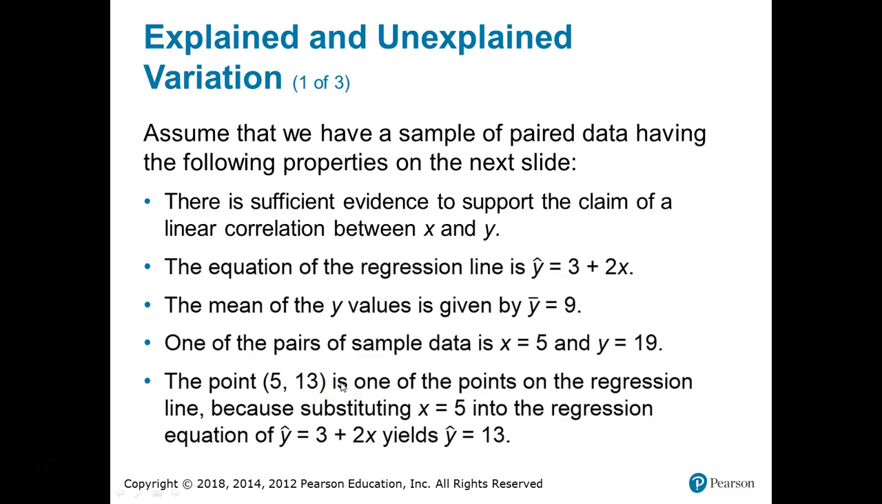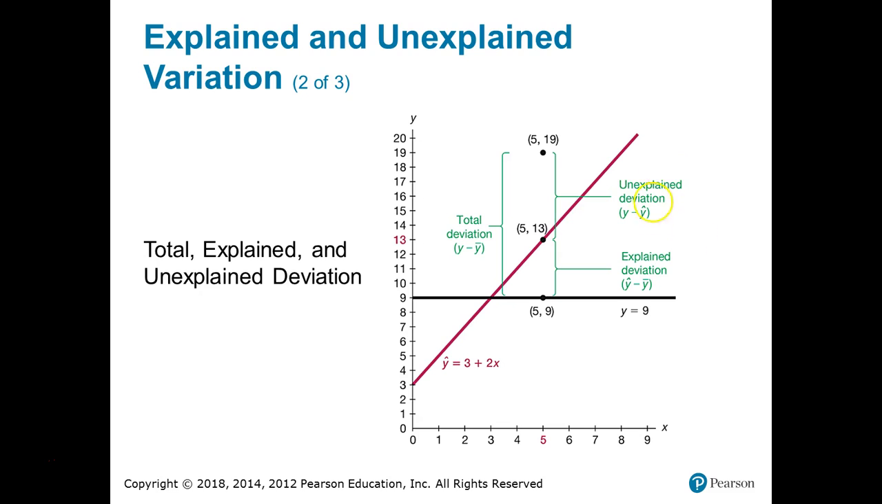But we know that an actual pair is (5, 19). So there's going to be a residual gap right there. And we know that the mean of y is 9. So what do all those three things tell us? Let's look at this graph right here. This straight line right here, that is your mean. The mean is y bar equals 9. So if you were to graph y equals 9, you have a straight line right here.